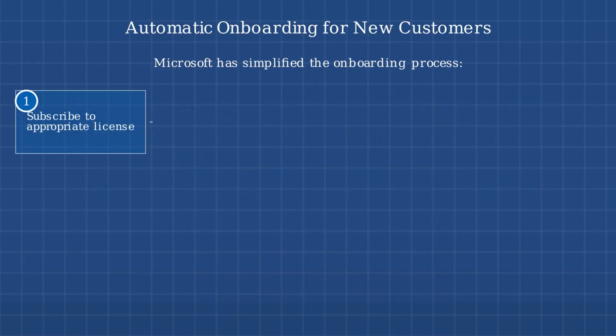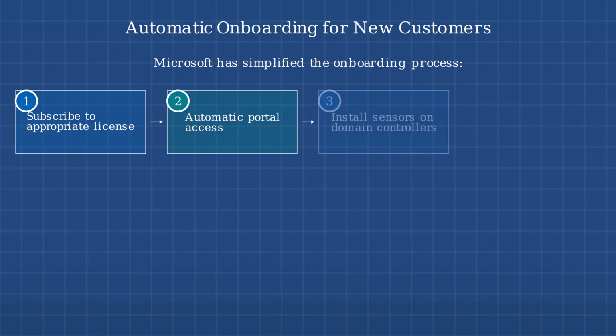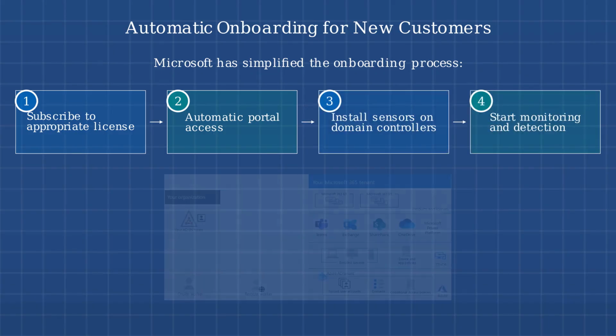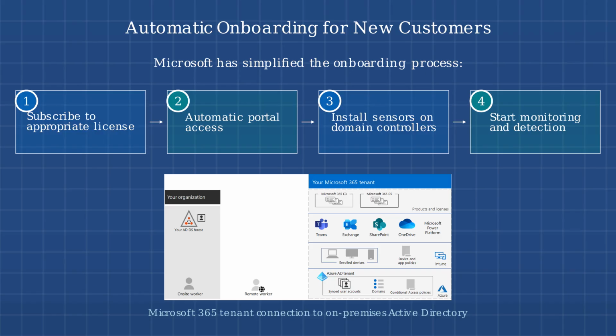Microsoft has simplified the onboarding process. Once you subscribe to the appropriate license, you'll automatically gain access to the Microsoft Defender XDR portal. From there, you'll install sensors on your domain controllers and start monitoring for threats. This streamlined process makes it easier to connect your Microsoft 365 tenant with your on-premises Active Directory environment, enabling comprehensive identity threat detection across your hybrid infrastructure.